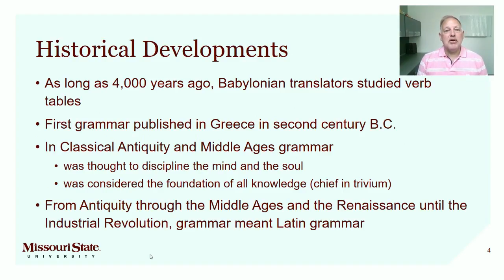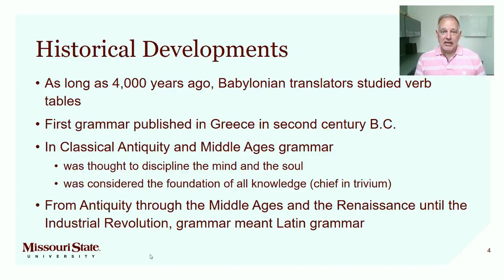All right, so let's talk about the history of grammar and grammar teaching. I read on Wikipedia, I Googled that as long as 4,000 years ago, Babylonian translators translating documents into, I think it was Sumerian, were creating and studying verb conjugation tables to aid them in their translation. It's one of the first known emergences of systematic study of grammar.